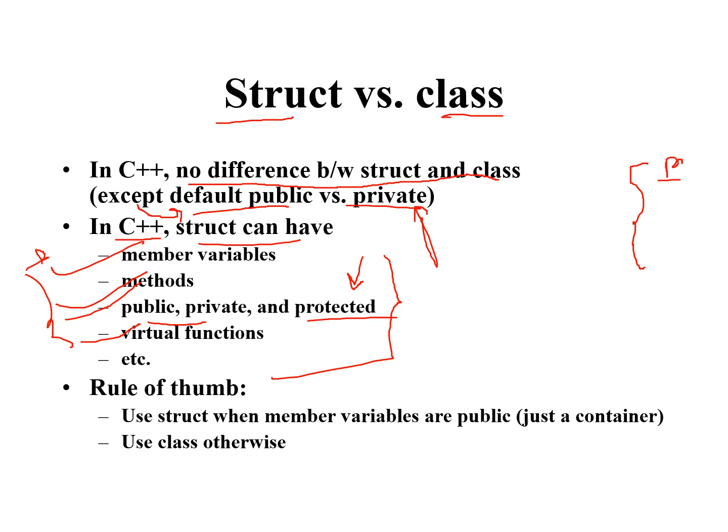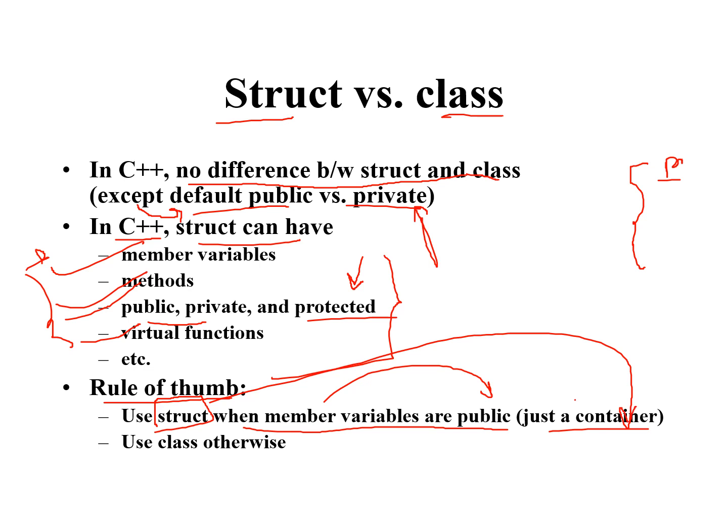Now we are going to talk about the rule of thumb. So what is the rule of thumb? Use struct when member variables are public. You can use this struct when member variables are public, or you can say just a container. How are we going to use this struct? This struct will be used just as a container when member variables are public, and use class otherwise.